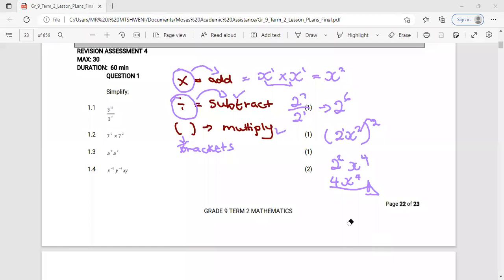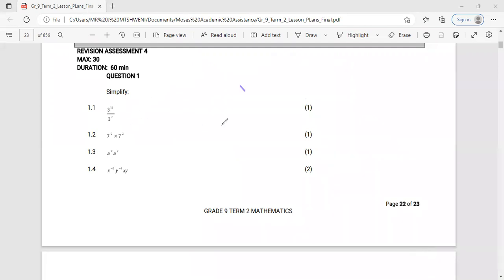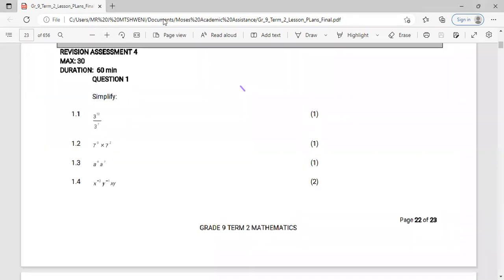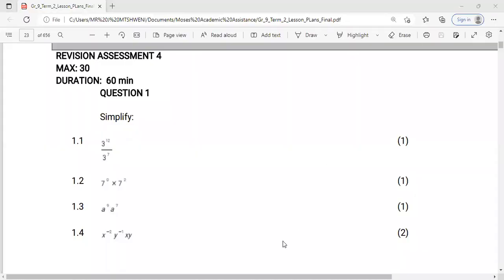Okay, let me just do this. All right, let us continue now. Here, let me try to zoom the page first, because maybe others won't see it clearly. All right, I did try to zoom it properly.